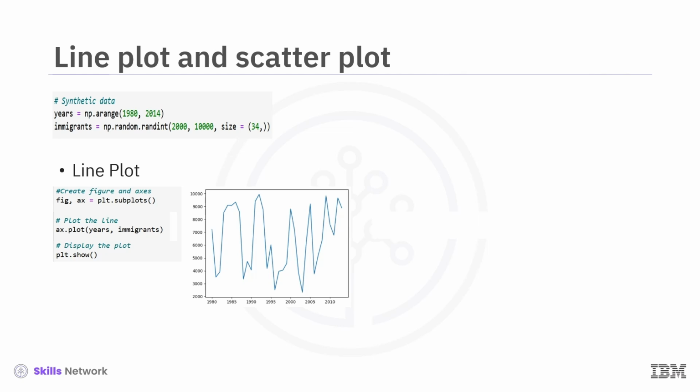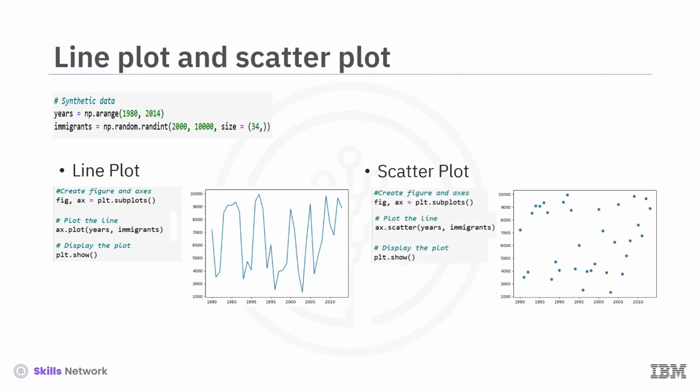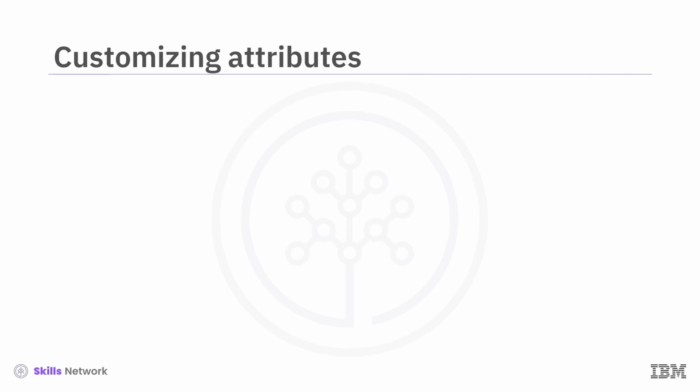Finally, display the plot using the plt.show function. And if you want to display this data as a scatter plot, call the scatter function on ax instead, as shown here. ax.scatter and pass years and immigrants to it.